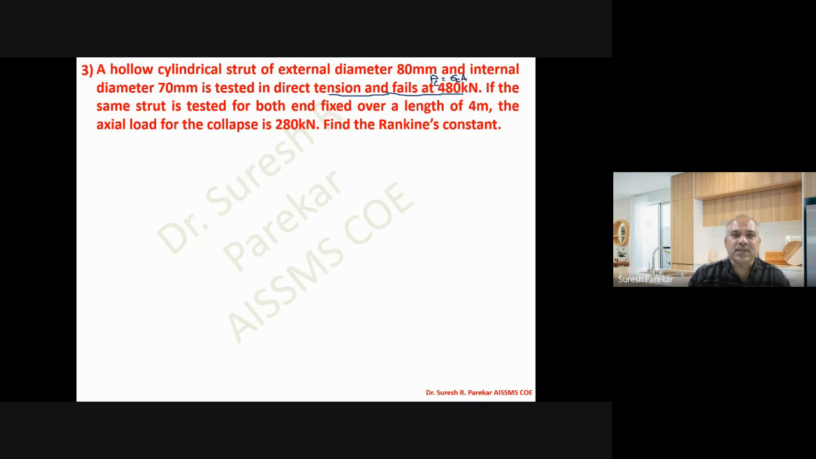Then if the same strut is tested with both ends fixed over a length of 4 meter, the axial load for collapse is 280 kilonewton. Means this is Euler's, that is PE. So we have PC 480 and PE 280 kilonewton. Find the Rankine's constant. Now we will write first the given data: D 80, d 70, L 4000, PC 480 kilonewton, that is for compression, and PE 280 kilonewton.